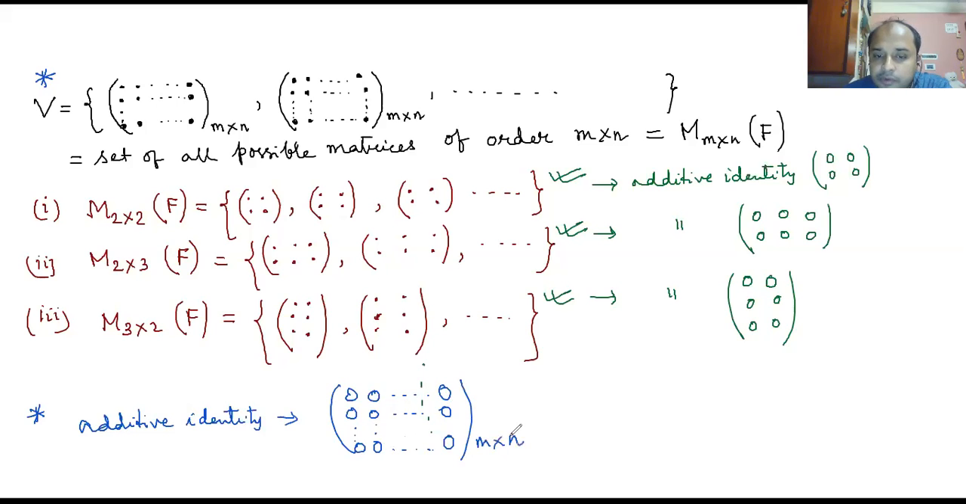M m cross n. Why am I saying all these things to you right now? Because you may think that probably in my earlier example I wasn't clear. I didn't say clearly that the set elements are matrices, and they are of specific order m by n. So you may think that all possible matrices, even 2 by 2 matrices, are present over here, 3 by 3 matrices are present over here, 3 by 2 matrices are present over here. It is not like this.